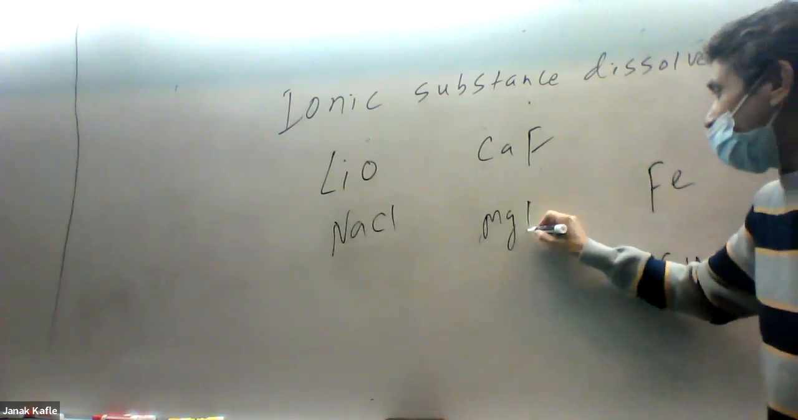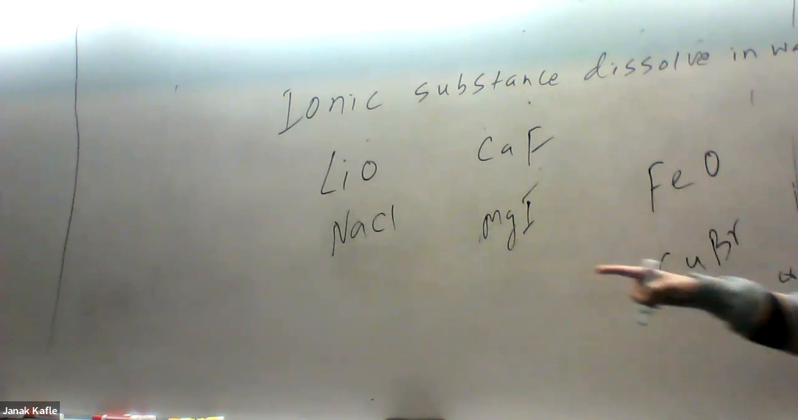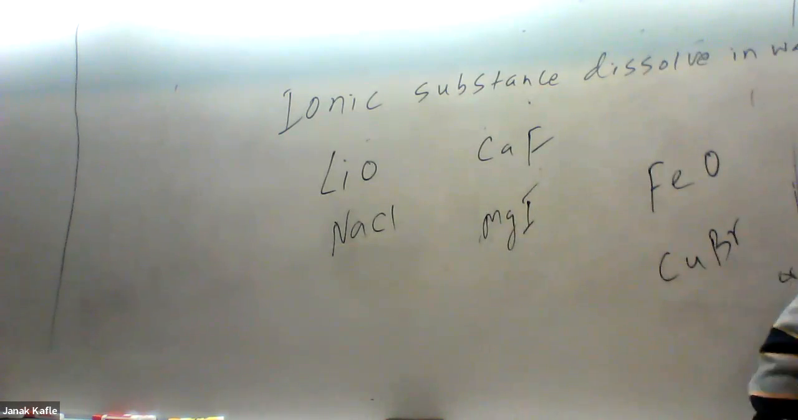Maybe you can put iodine here, a non-metal. Maybe here you put oxygen. Maybe here you put bromine, like this. You see that? This kind of material is called an ionic material. Make sense? So one is a metal and one is a non-metal.